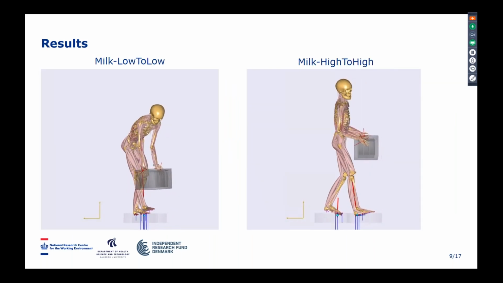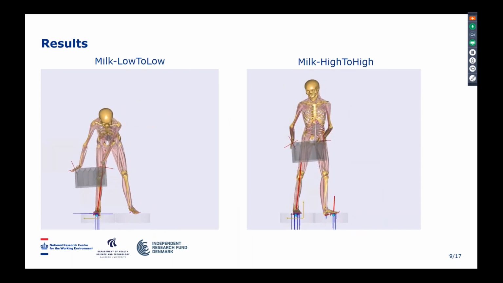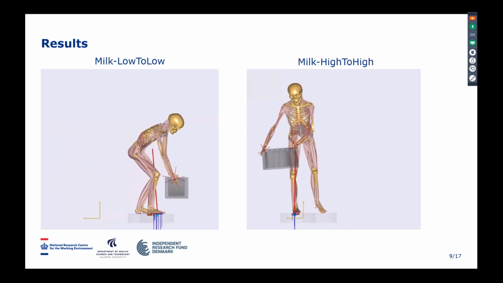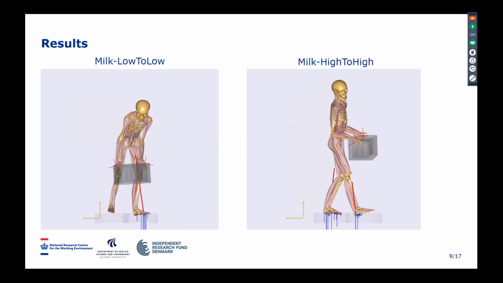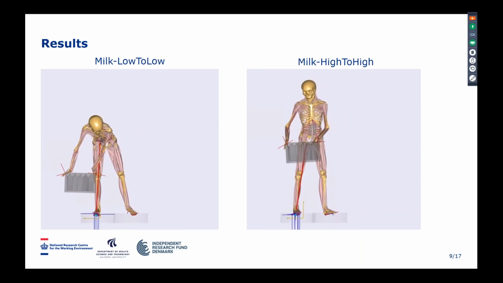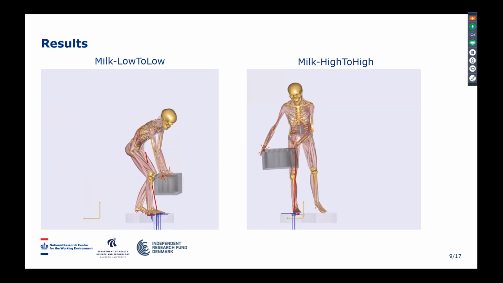So here are some examples from the study. On the left, you see low to low handling of milk, while on the right, you see the high starting position and high shelf height. I need to mention that even though I'm not presenting it here, there's also a medium shelf height.